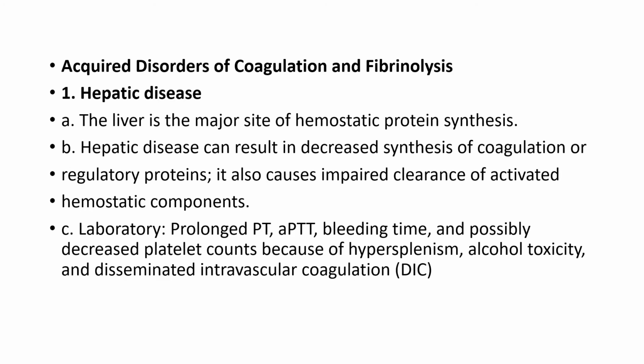Acquired disorders of coagulation and fibrinolysis. Right. So number 1 is hepatic disease. If we remember, most of the proteins in the blood are produced by the liver, except for immunoglobulins. Among these proteins would be those that are classified as clotting factors or hemostatic proteins.